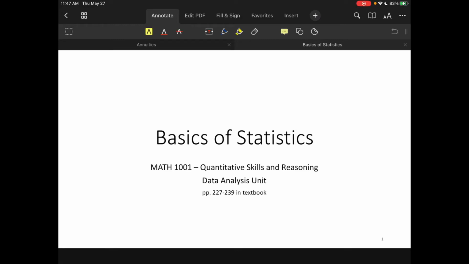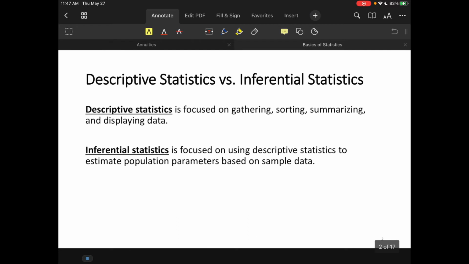In this section, we're going to discuss the basics of statistics. All right, so we're going to start out with just two broad types of statistics. You have what's called descriptive statistics, which is about collecting data, sorting it, organizing it, summarizing it, and displaying it. And typically that's a small operation, so to speak.